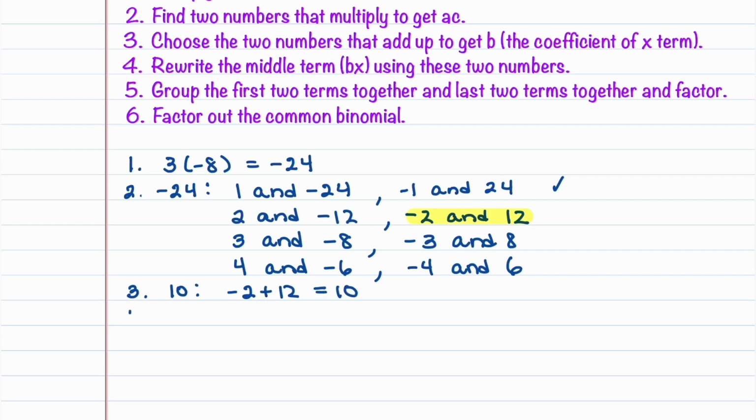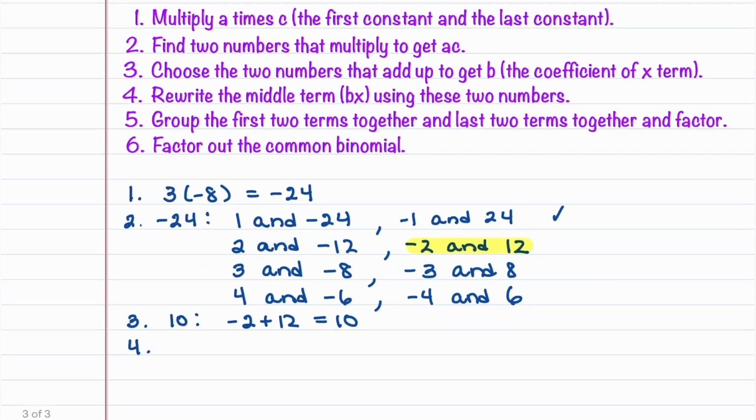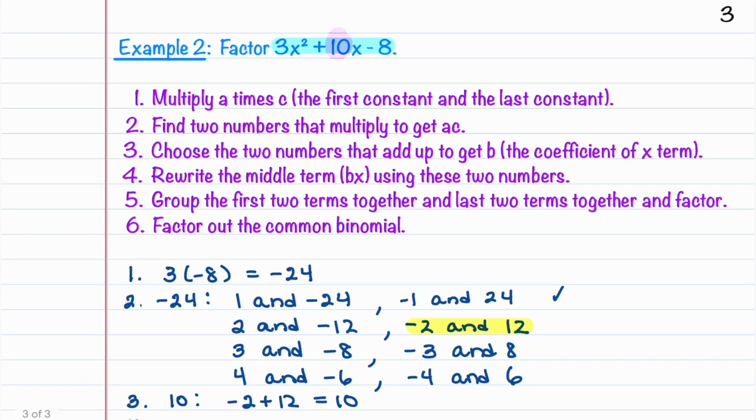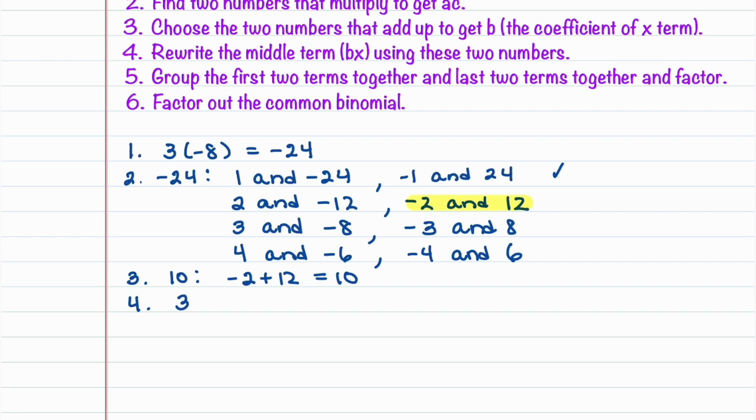Now let's go to our fourth step. We're going to rewrite the middle term using the numbers minus 2 and 12. So again, let's pull this back down. We have 3x squared plus 10x minus 8. 3x squared plus 10x minus 8 is equal to 3x squared. Now, this is our middle term. That's the one we're going to rewrite. So we're going to rewrite it as minus 2x plus 12x, and then the minus 8 comes along for the ride.